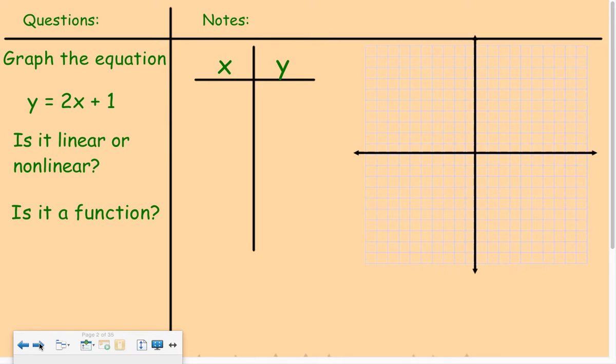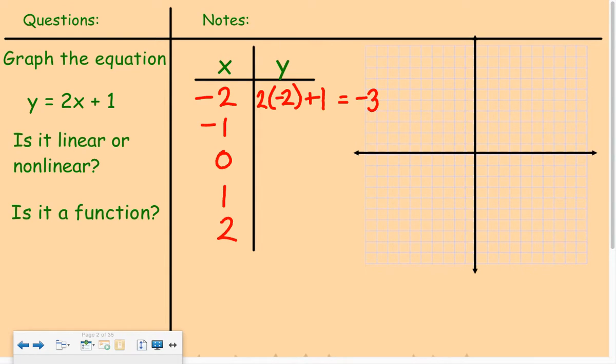When we have an equation like 2x plus 1, we want to have a few negatives, 0, and a couple positives. So I'm going to make my table be -2, -1, 0, 1, and 2. So I've got 2 negatives, 0, and 2 positives. That should give me a good idea of what my graph will look like. So now I have to take -2 and plug it into my equation. So 2 times -2 plus 1 will equal, well, 2 times -2 is -4. -4 plus 1 is -3.